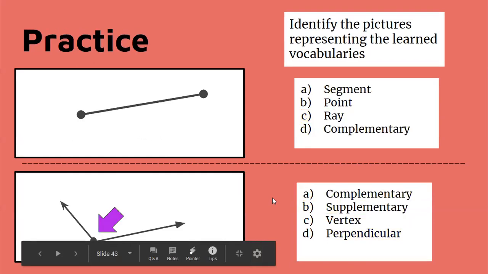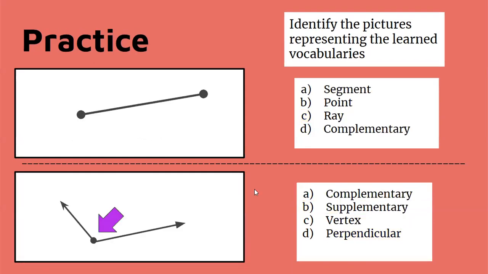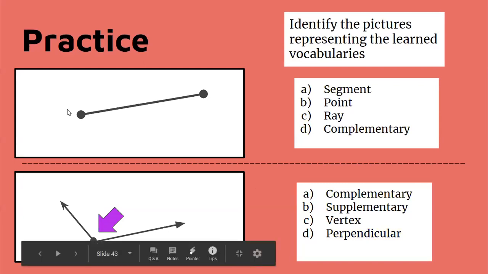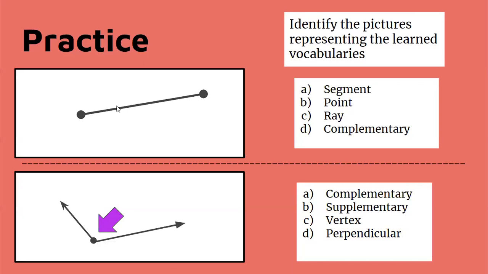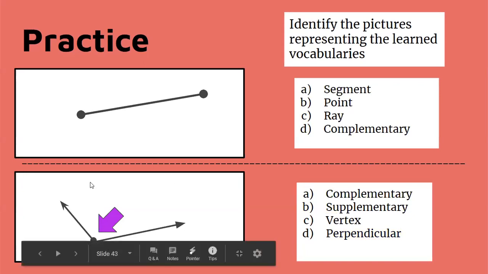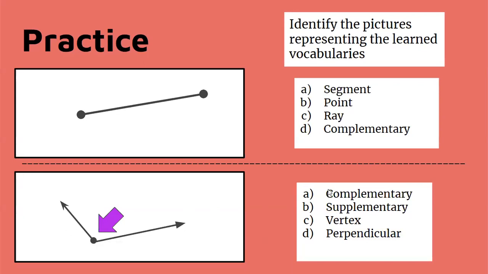Next problem, we got next image. Next image we have here is two points connected by a line. And then the options you have are A, segment, B, point, C, ray, D, complementary. And then the next image we have here is two lines that have the same endpoint. So the options are A, complementary, B, supplementary, C, vertex, and D, perpendicular.